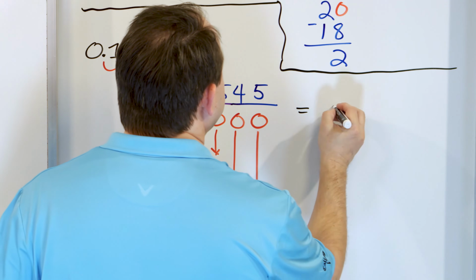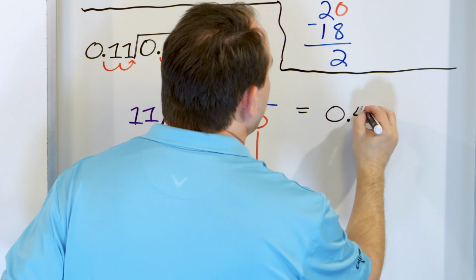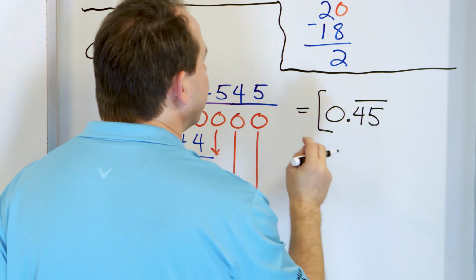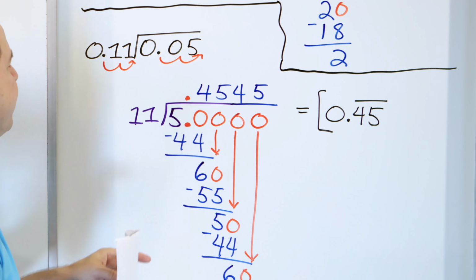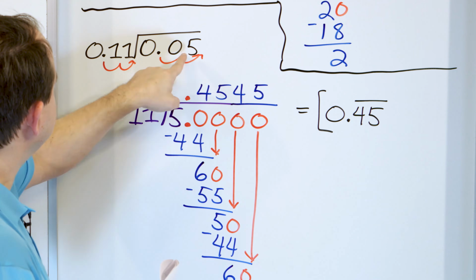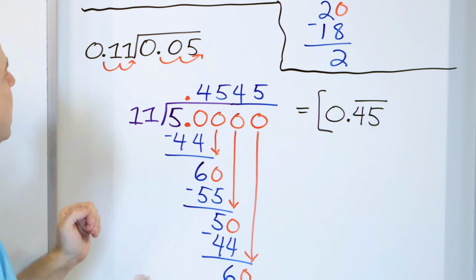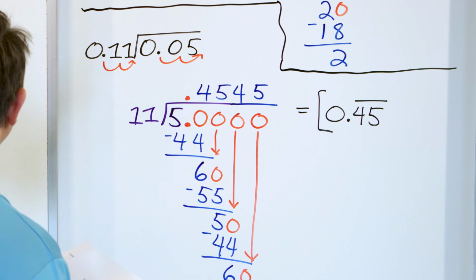So this problem is 0 point, because there's nothing here. This is 0. 4, 5 with a bar over both the 4 and the 5. So it's 0.45454545. Grab a calculator and take this divided by this, or 5 divided by 11, and you'll see that this is what you get.